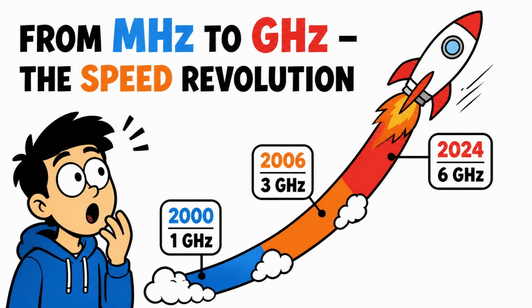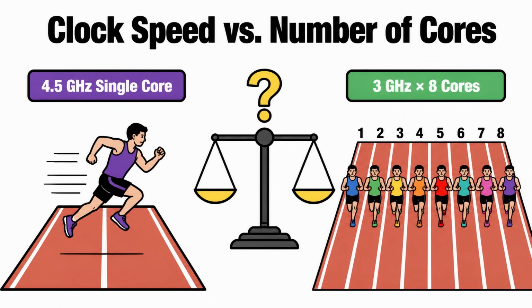Absolutely incredible progress. Now, here's a really important concept. Clock speed is not the only thing that matters. You also have the number of cores in your CPU. Think of clock speed as how fast one worker runs. Cores are like having multiple workers. So a single core 4.5 gigahertz CPU is one super fast runner, but an 8-core 3 gigahertz CPU is 8 solid runners working in parallel.